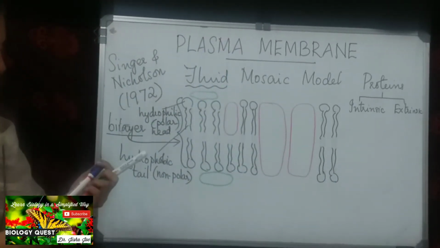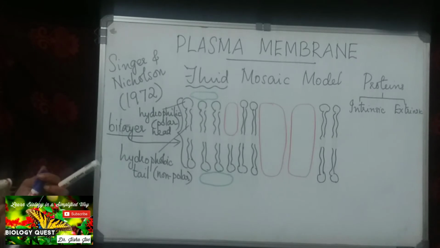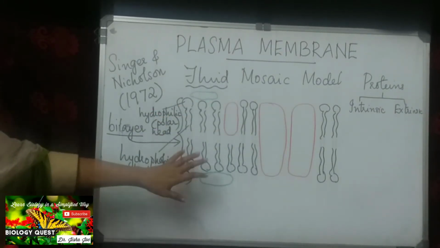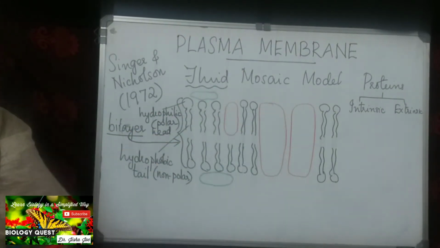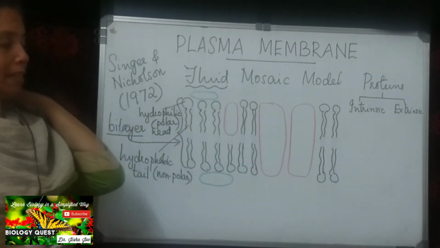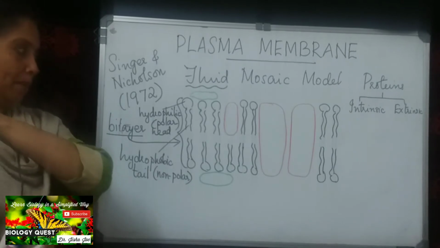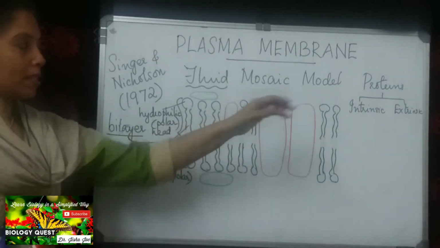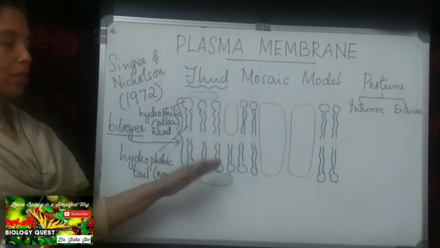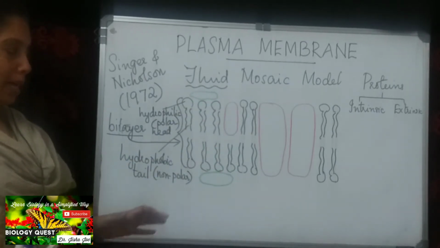You can see the ones that are marked in red are the intrinsic or integral proteins. They are embedded inside the phospholipid bilayer. And the extrinsic proteins are located on the periphery, on the sides of the phospholipid bilayer.